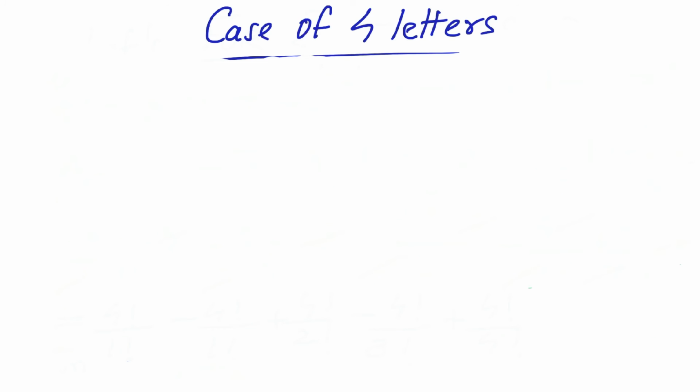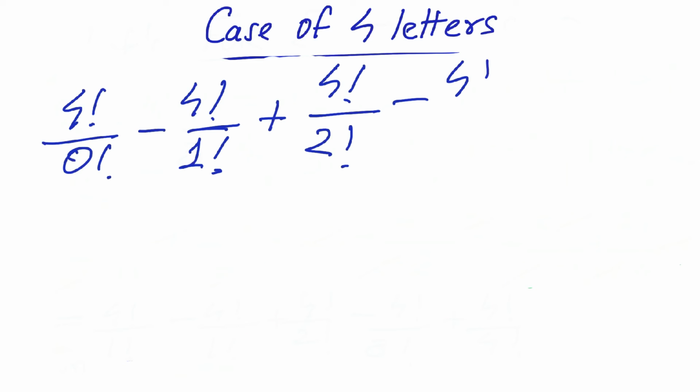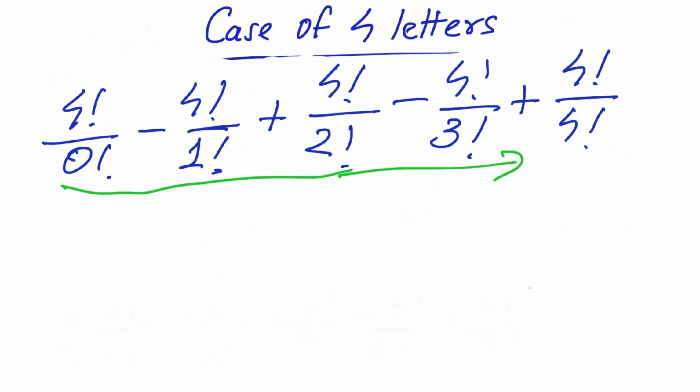So it's a very interesting pattern which is emerging, and as 1 factorial is 1 and also 0 factorial is 1, we can write the first division as 4 factorial by 0 factorial minus 4 factorial by 1 factorial plus 4 factorial by 2 factorial minus 4 factorial by 3 factorial plus 4 factorial by 4 factorial.